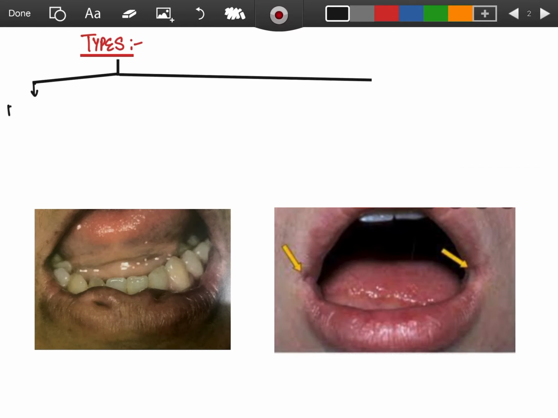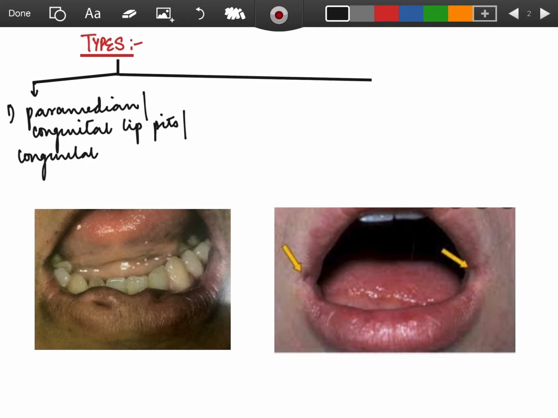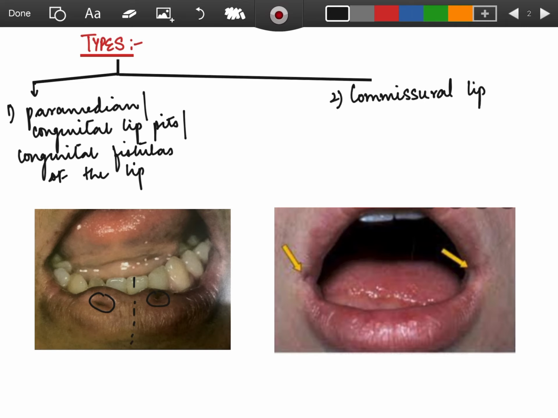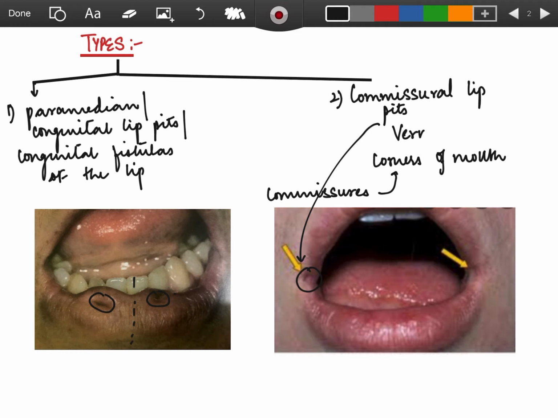So coming to the types of the lip pits, we have two types. First is the paramedian lip pits, also called the congenital lip pits or the congenital fistulas of the lower lip. These are present bilaterally and symmetrically on the lower lip. And second type, we have the commissural lip pits. From the name itself, these are present on the commissures, that is on the corners of the mouth, most commonly on the vermilion border of the lip.